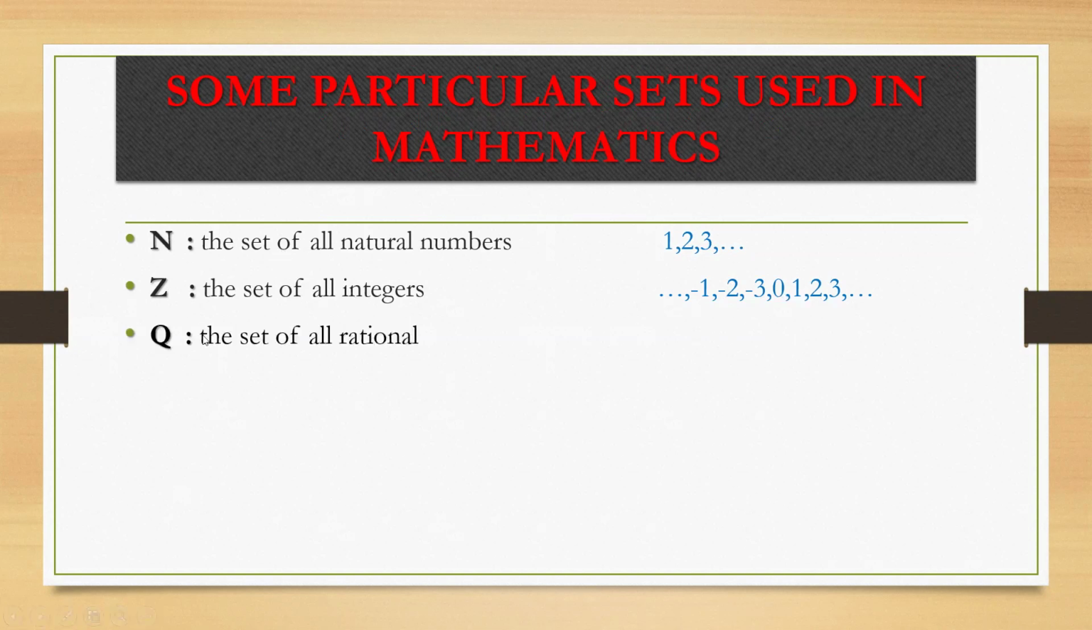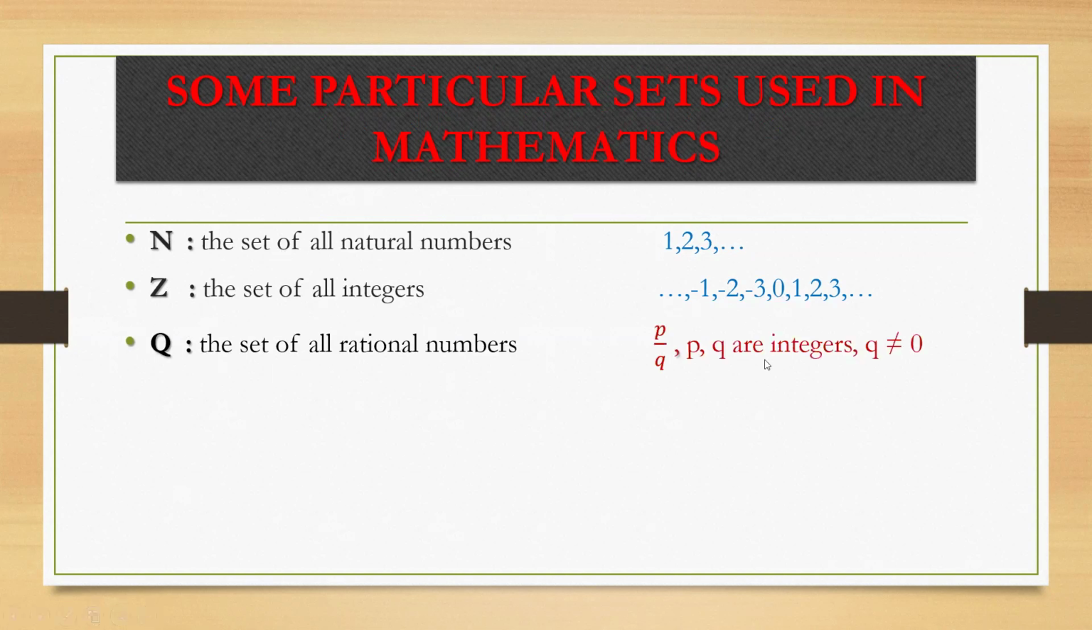The third one is the set of all rationals. Here, an S is missing, rationals. Okay. What is meant by a rational number? A rational number is a number of the form p by q, where p and q are integers and q is not equal to 0. So this is the definition of a rational number. Any number of the form p by q with these conditions is known as a rational number.